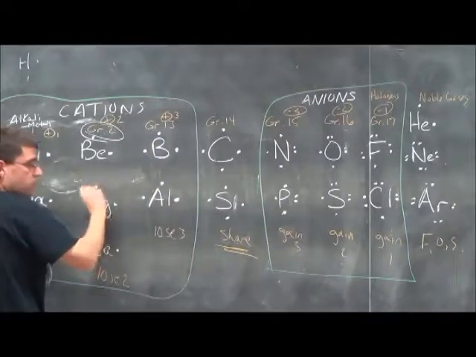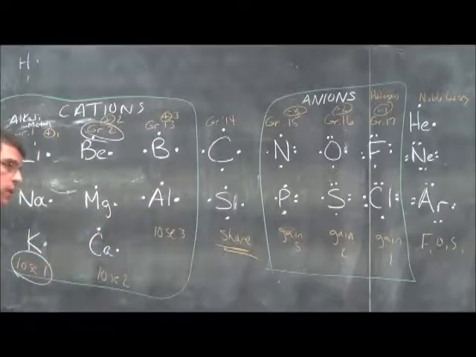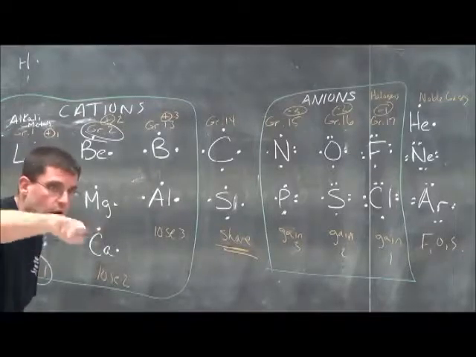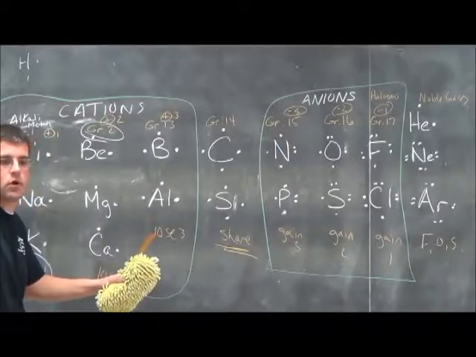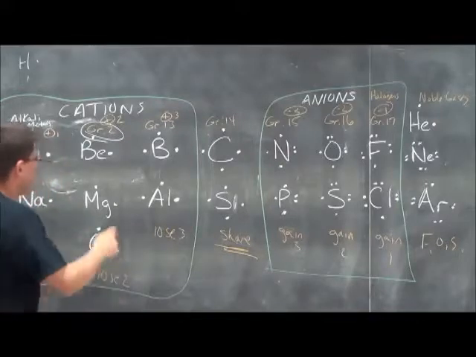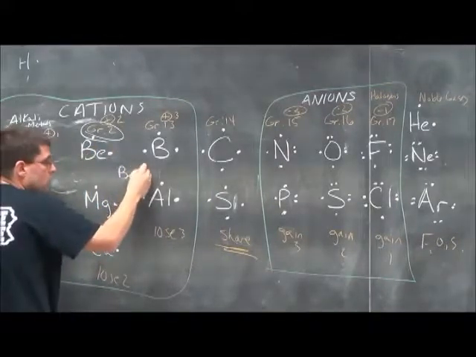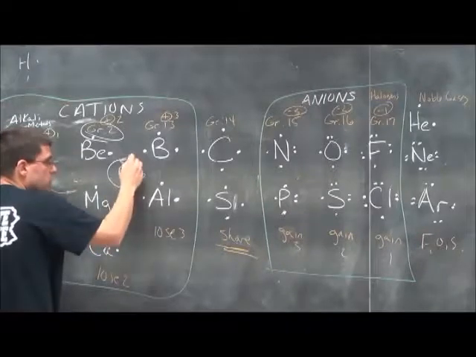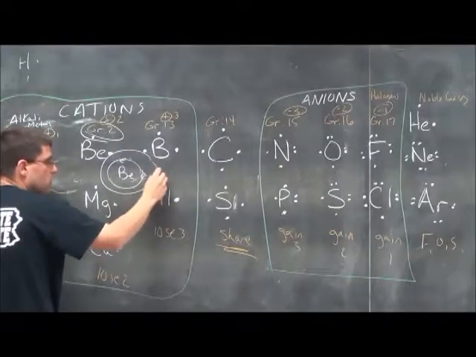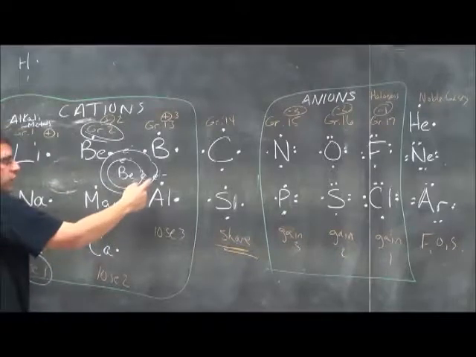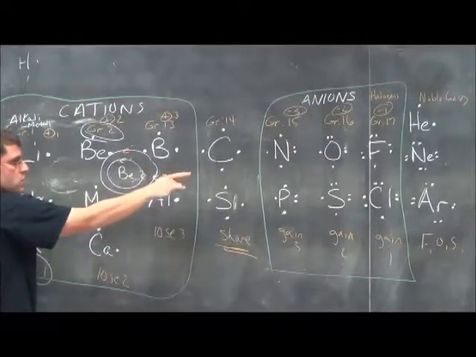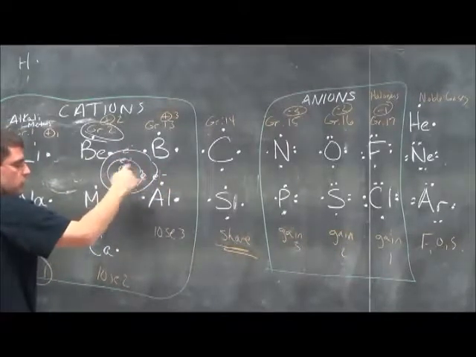Once that valence electron goes, it becomes an ion. So I'll draw a small little beryllium right here with an atomic number of 4, 4 protons and 4 electrons, 2 in the first, 2 in the second. So what's easier? Lose 2 or gain 6? This is going to want to lose 2.